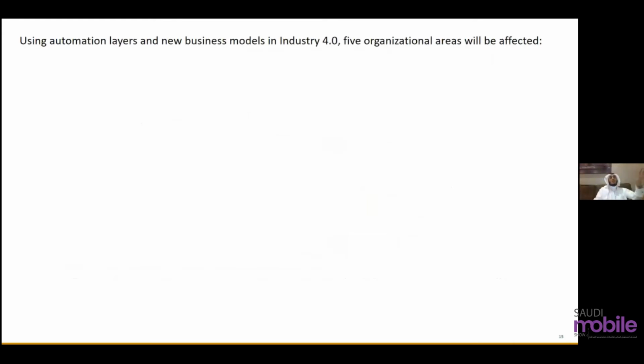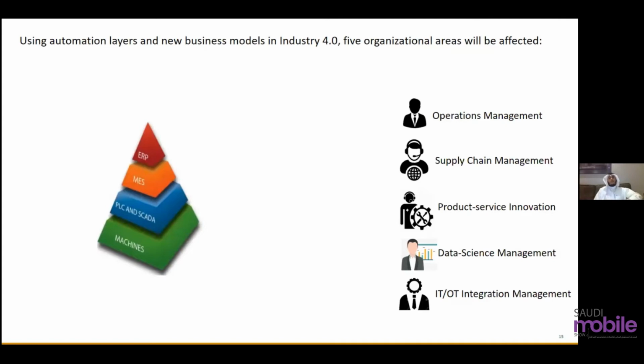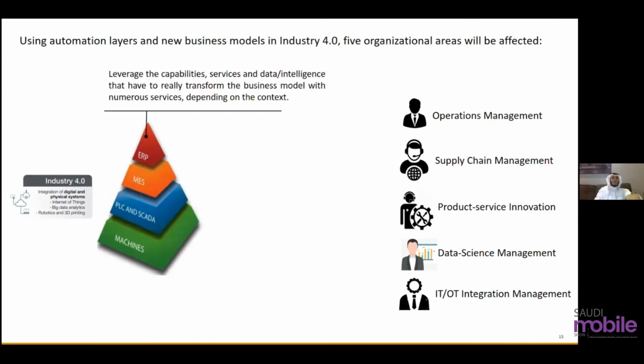So using just automation layers and new business models in Industry 4, five organizational areas will be affected. The first one is operations management, the supply chain management, product service innovations, data science management, as well as IT and OT integration management. Talking about this pyramid, the integration of digital and physical systems, Internet of Things, big data analytics, robotics, and 3D printing will permeate all these levels. For example, in ERP, it leverages the capabilities, service, and data intelligence that have to really transform the business model with numerous services depending on the context.